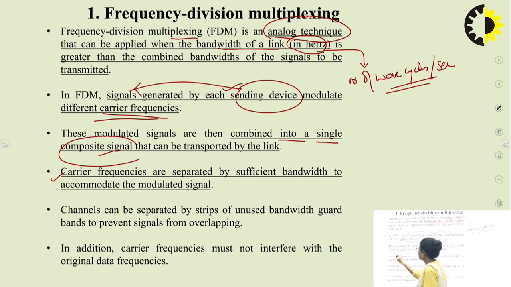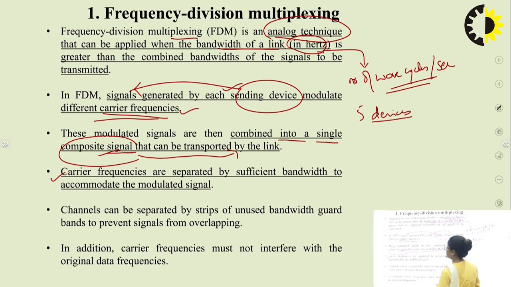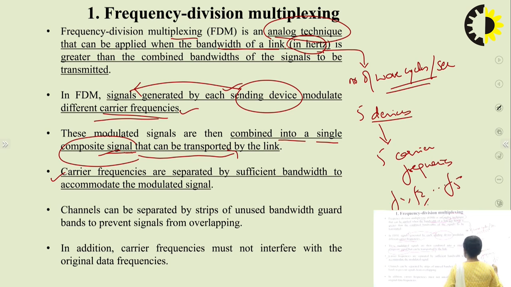And it is this single composite signal that is transmitted over the network from the sender to the receiver. Another point to remember is about carrier frequencies. Let us say we have five devices which want to transmit data over the network. So we'll have five different carrier frequencies, let us say F1, F2, up to F5. Later, we combine these five different frequencies to come up with a single composite signal which is transmitted.